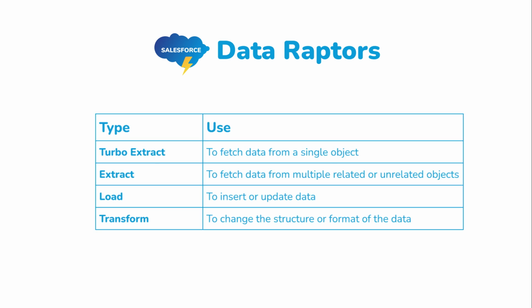There are 4 types of DataRaptors. Turbo Extract, which should be used to fetch data from a single object. Extract, which should be used to fetch data from multiple related or unrelated objects. Load, to be used to insert or update data. And Transform, which should be used to change the structure or format of the data. Now let's learn about each of these types of DataRaptors in detail.